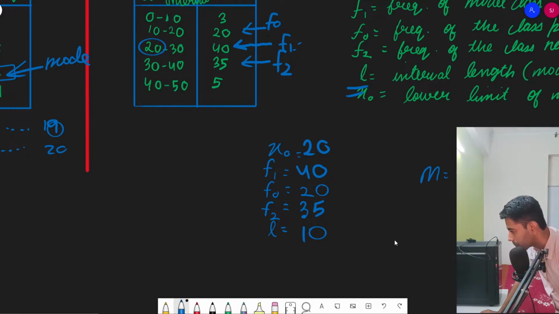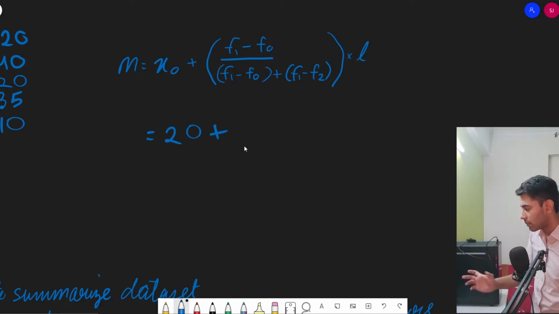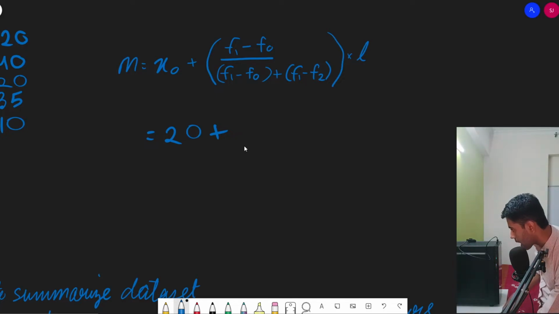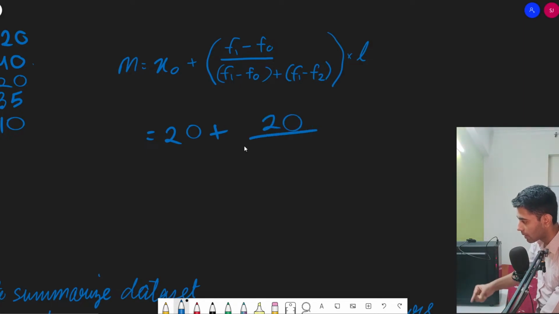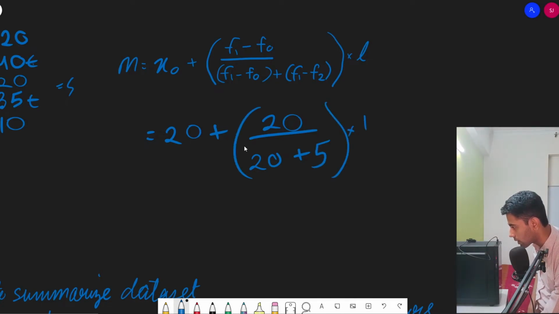Now I have to simply put these values into my formula. You know that x naught is equal to 20. Then I have to find F1 minus F0. F1 is 40, F0 is 20, so 40 minus 20 is 20. Then I have to find F1 minus F2. Here F1 is 40, F2 is 35, so 40 minus 35 is equal to 5. Therefore, I write 5 here, and L is equal to 10, so I write 10 here. Then I write 20 plus 20 divided by 25 multiplied by 10.